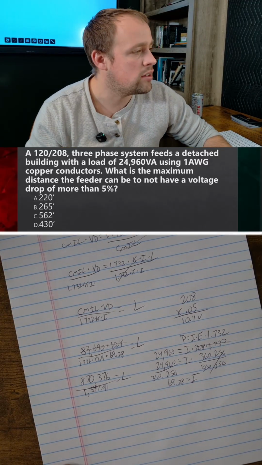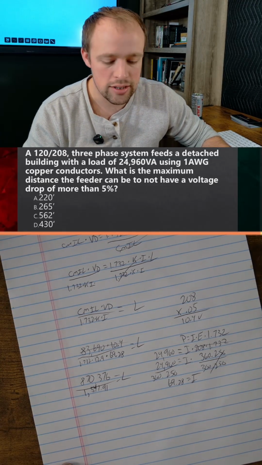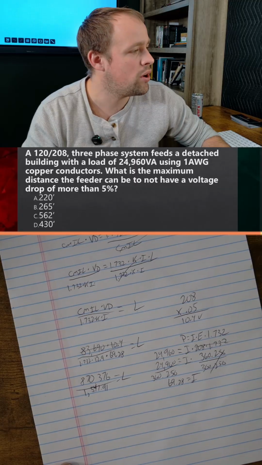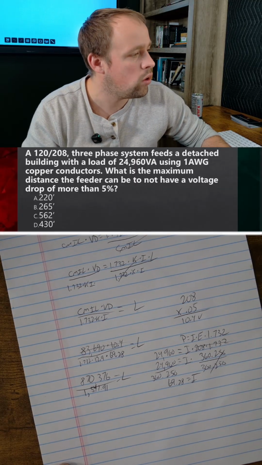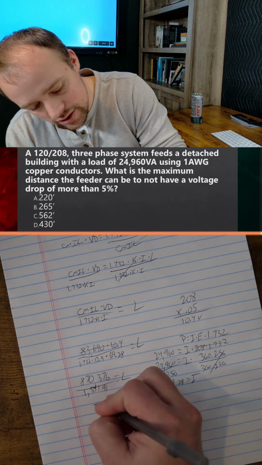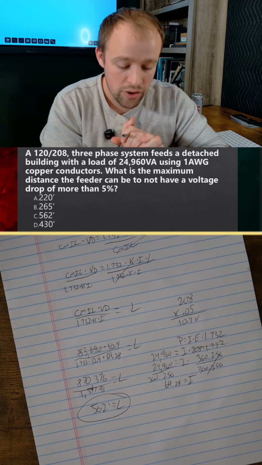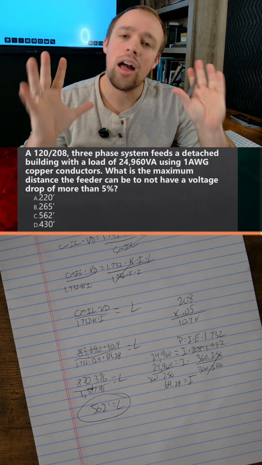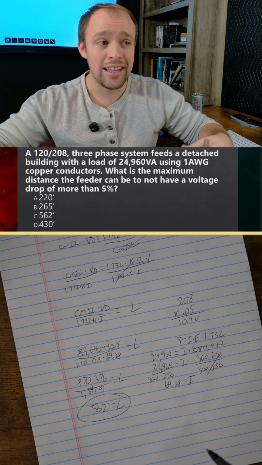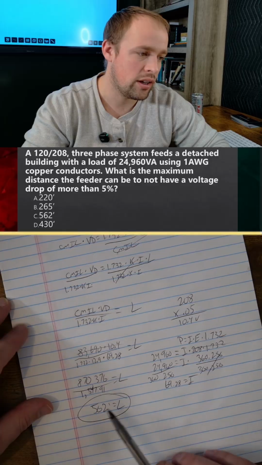Now we get our length. 870,376 divided by 1,547.91 gives me a length of 562 feet. Looking at my options, 562 is exactly C. I am confident that the maximum distance this feeder can be to not exceed our 5% voltage drop is 562 feet. That is my answer.